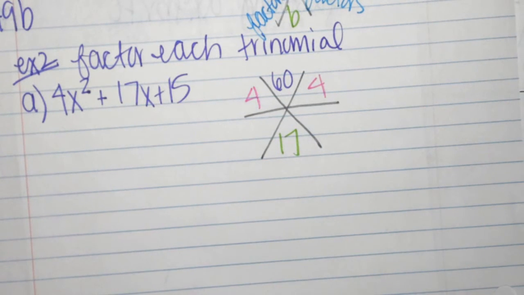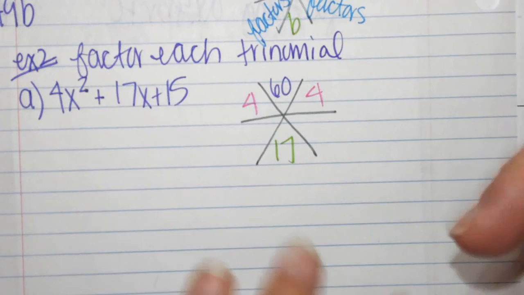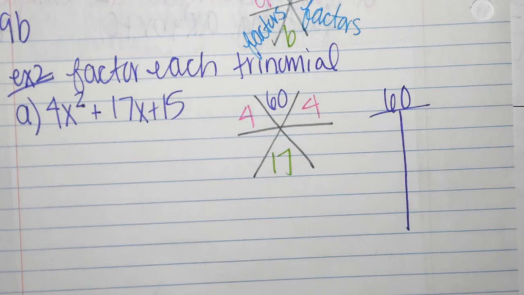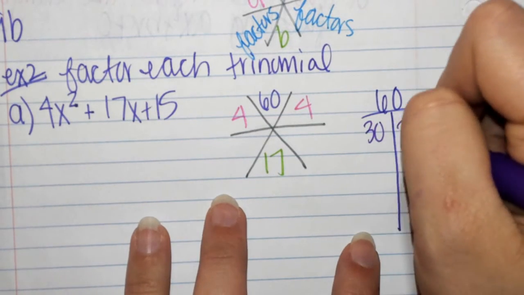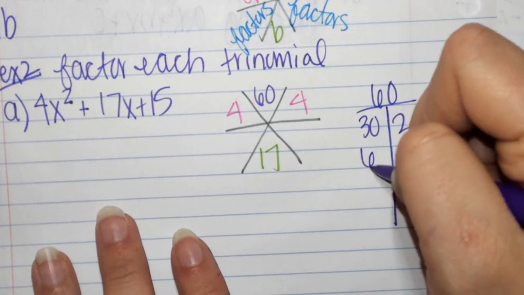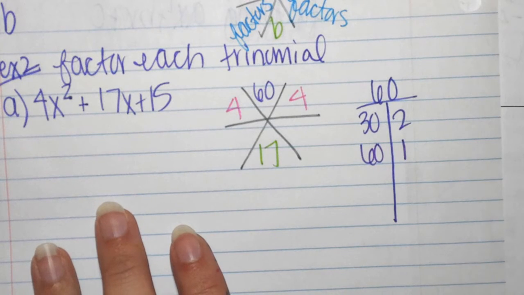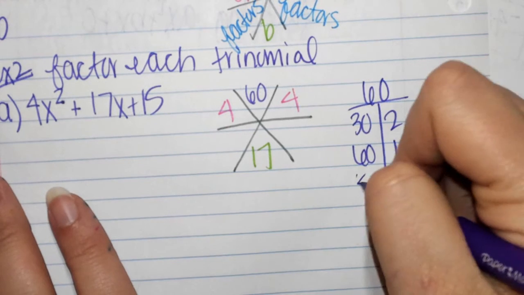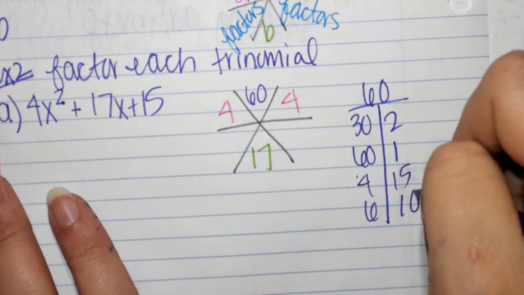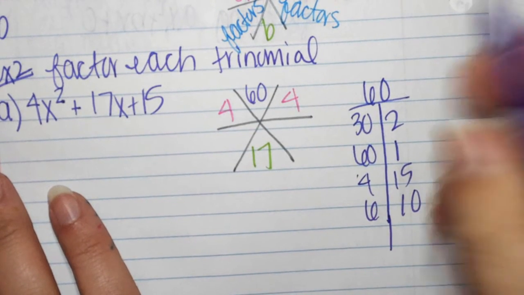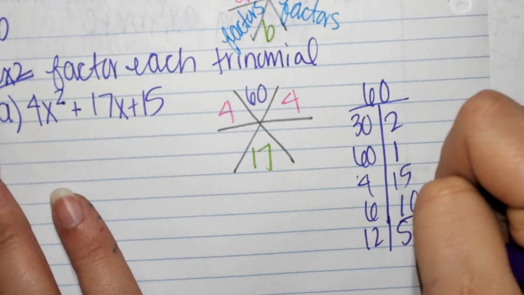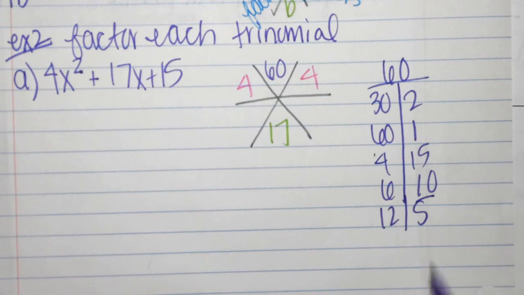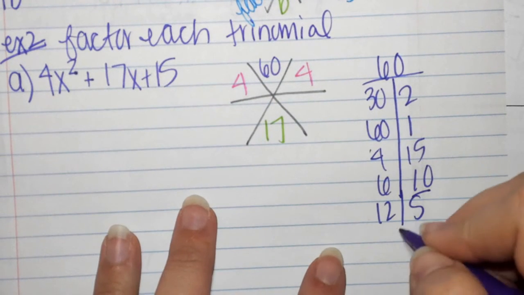Now, we need two numbers that multiply together to give us 60 and add to give us 17. So let's list our factors of 60. What two numbers multiply to give us that? 3 and 2. Okay. What else? 60 and 1. What else? 4 and 15, 6 and 10, 12 and 5. Okay. Thank you. That was a little much at once for me to write. 3 and 20. We got that. Oh, no, we don't. We have 30 and 2. I got excited.